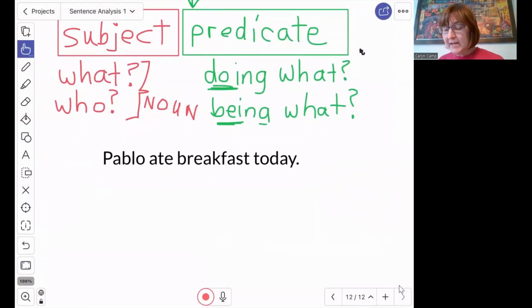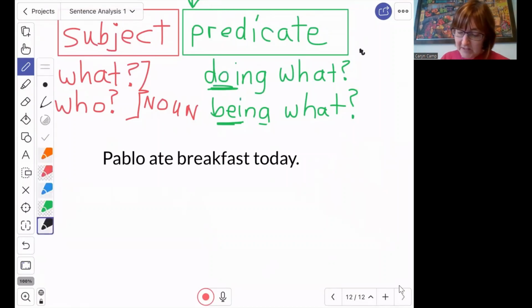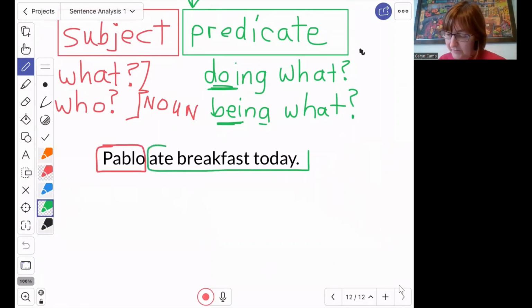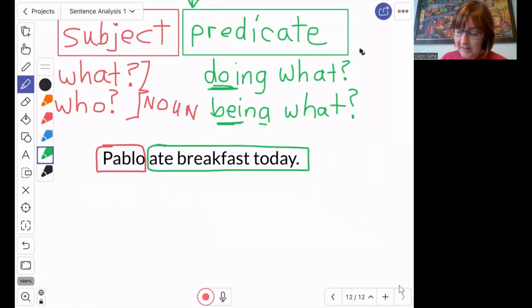All right, so let's analyze our sentence. Let's start with the subject. Who is the sentence about? It's about Pablo, so he's our subject. And he's a noun, he's a person. That means the whole rest of the sentence is our predicate. The first word, I'm going to highlight green, that's the verb. That's what he's doing, he's eating. It's an action verb.